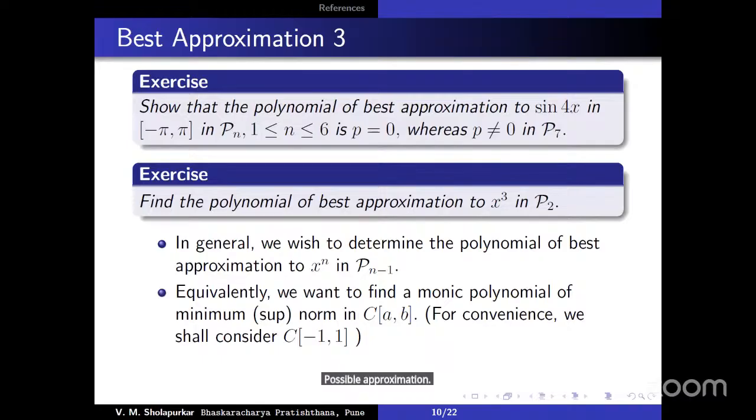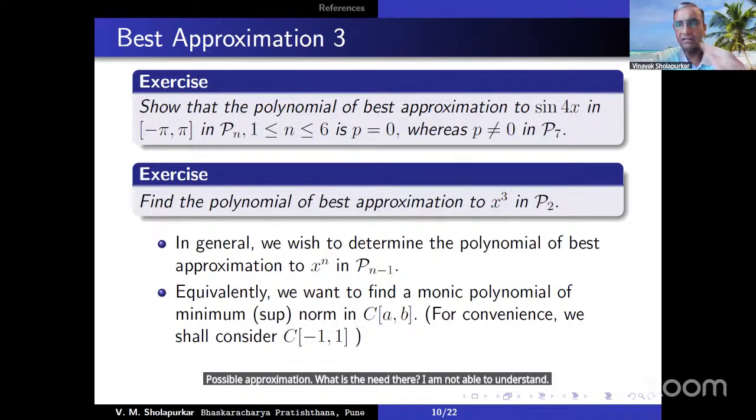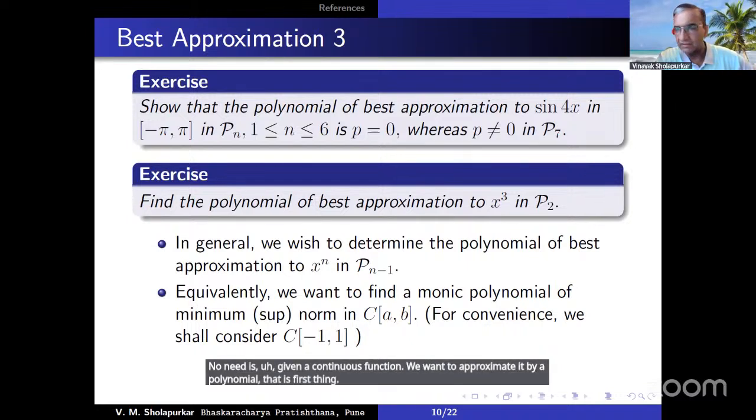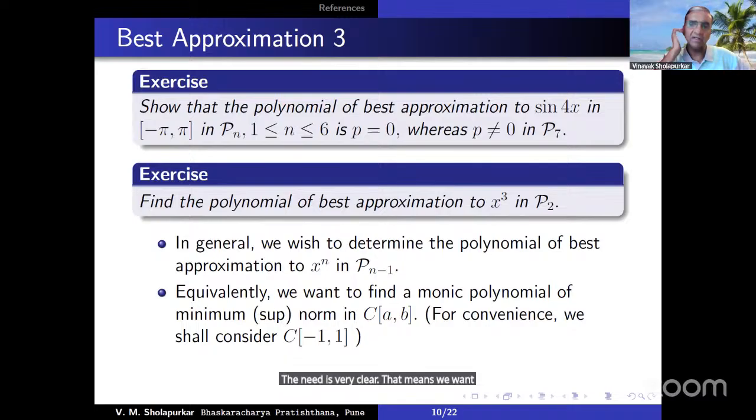What is the need there? I am not able to understand. No, the need is: given a continuous function, we want to approximate it by a polynomial. That is the first thing. The need is very clear. That means we want to approximate an arbitrary function, maybe a transcendental function, by a computable function.